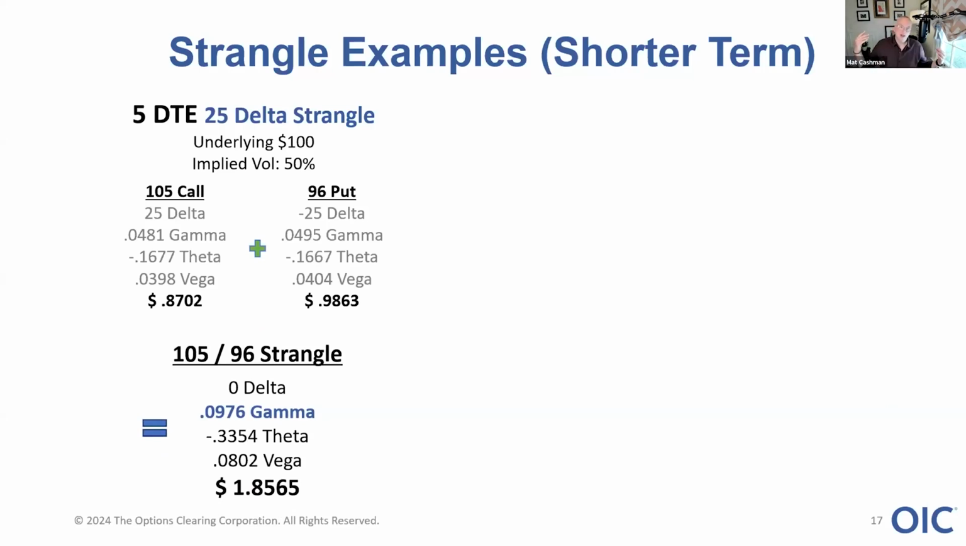or the 96-105 strangle. If I were quoting it, I would quote it either way. The 105-96 strangle has a zero delta. Why? Because the call and the put deltas offset. One's long, one's short. But the rest of them are cumulative. The gamma is cumulative. You've got two options, the call and the put. The theta is cumulative. Vega is cumulative. And most importantly, the price is cumulative with both of those. So you're dealing with a $1.85 strangle here. It has 80 Vega, 33 cents of theta, and basically 10 cents of gamma. But it has no delta because the call and the put cancel each other out.